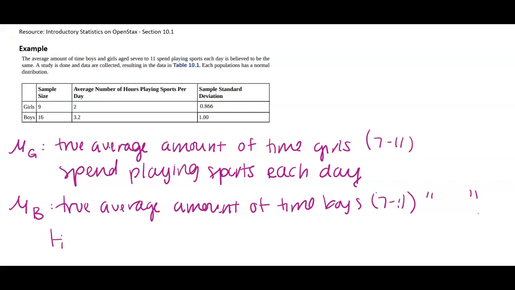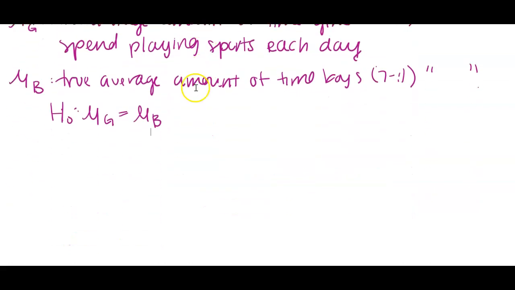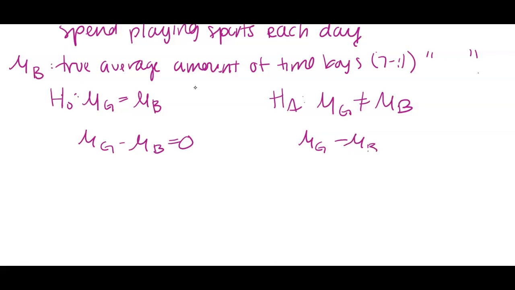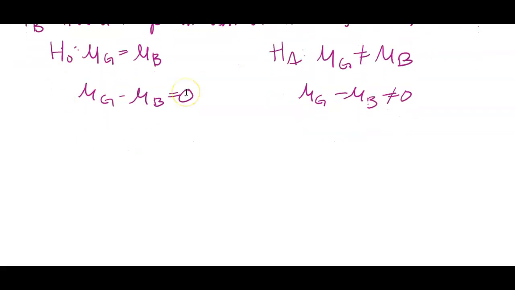All right, the null hypothesis is trying to say that they are the same, or that their difference is 0. And we're going to test that claim against the alternative, that mu g minus mu b, the difference, is not 0. Okay, so let's go ahead and set up our distribution here.